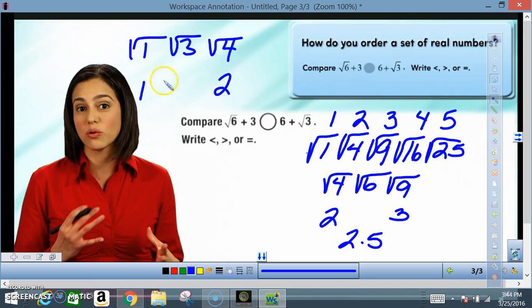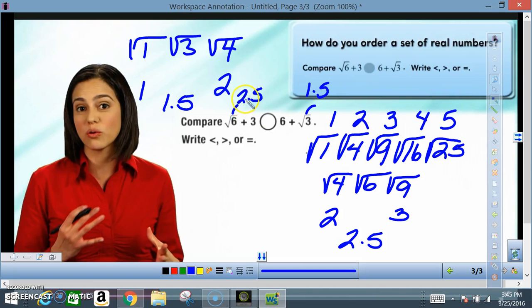And what's halfway between 1 and 2? That's going to be 1.5. So that's how she was able to figure out what to work with. So in place of square root of 6, you would be putting 2.5. And in the place of the square root of 3, you would be putting 1.5.